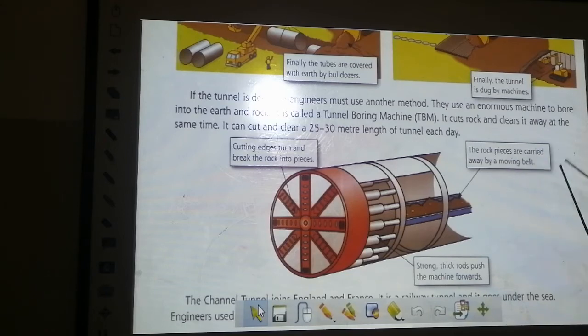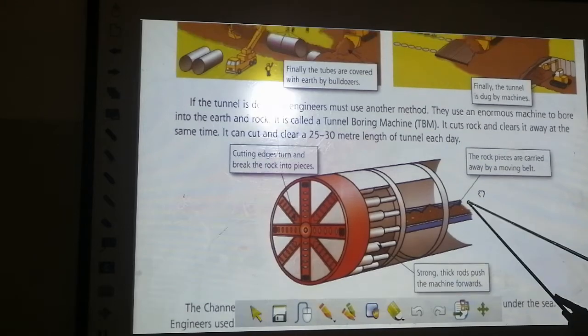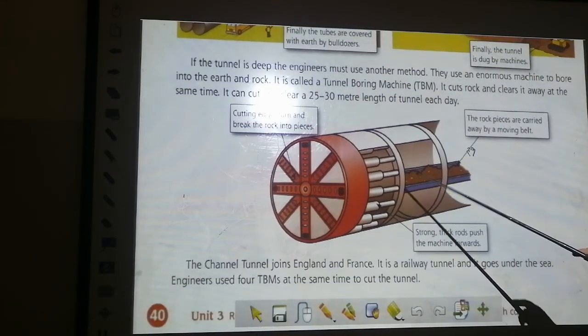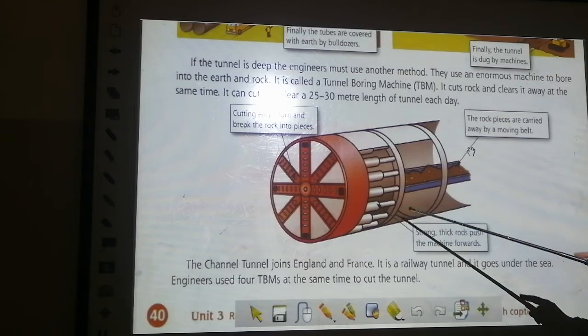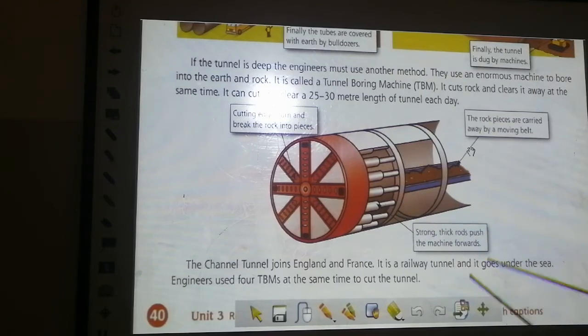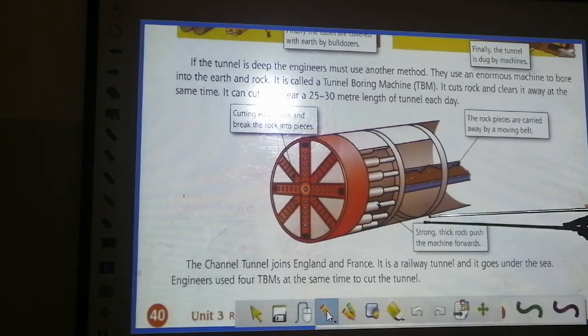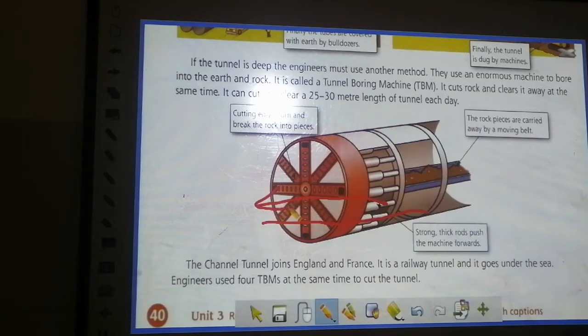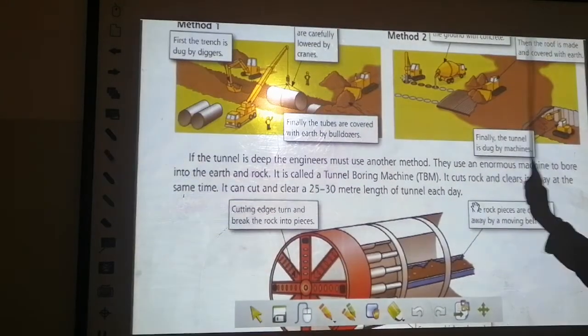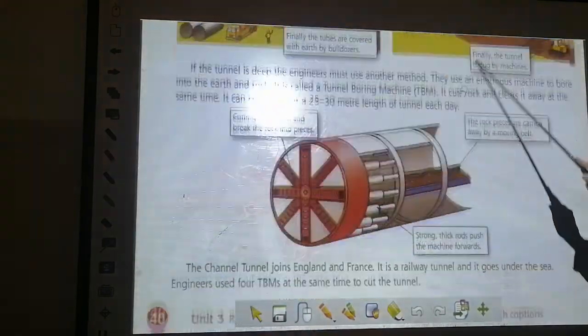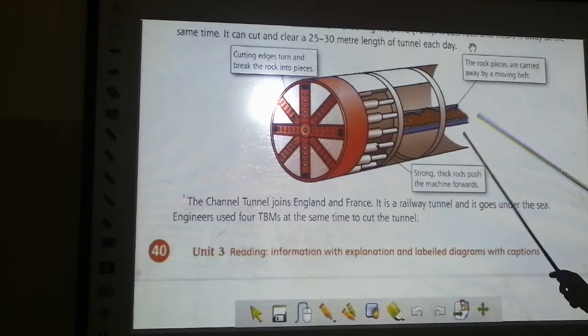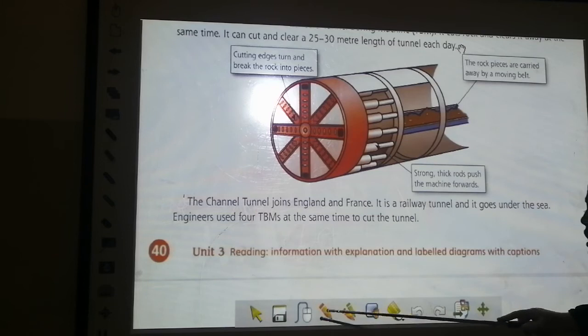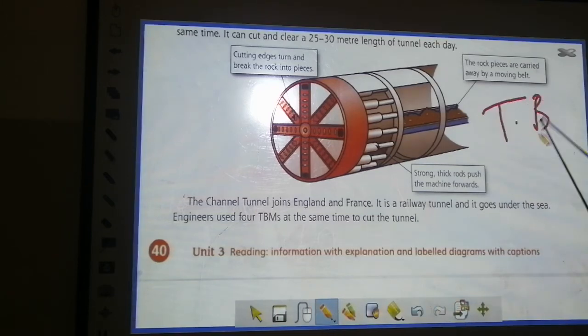Then the rock pieces are carried away by a moving belt. Here we have the moving belt. Then we have strong, thick rods. Look at this, they push the machine forward. So the machine always goes forward and makes tunnels. So we have three methods: the first method, the second method, and the third method. When the ground is deep, we must use a TBM, a tunnel boring machine.